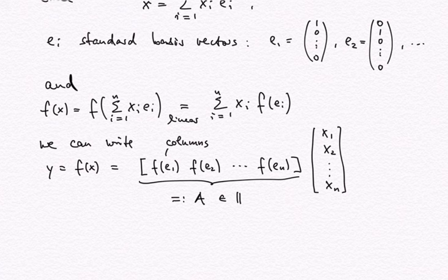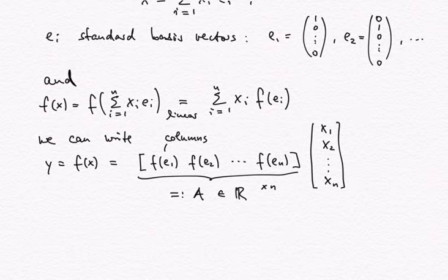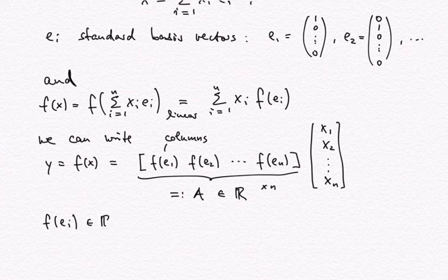It is an element of, well, we know it has n columns. So it is something times n. How many rows are there? Well, f maps from Rn to Rm. So an image under f has m entries. So the images of the standard basis vectors are elements in Rm. And so we have m rows. We have an m by n matrix.